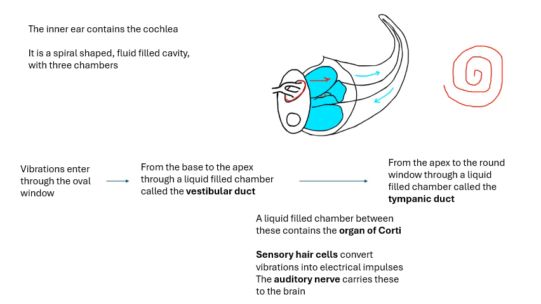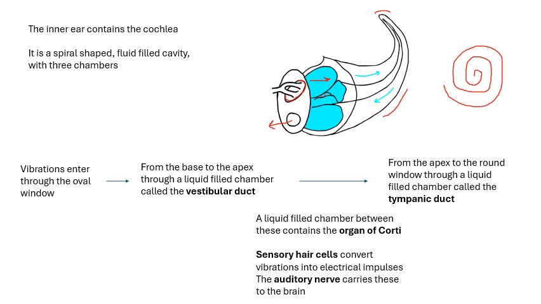They go from the base to the apex, which is at the top, and then they come back again through this chamber here, and they go back into the middle ear through the round window, which is there. Now, vibrations enter through the oval window, from the base to the apex, through a liquid filled chamber called the vestibular duct, and then from the apex to the round window through a liquid filled chamber called the tympanic duct.